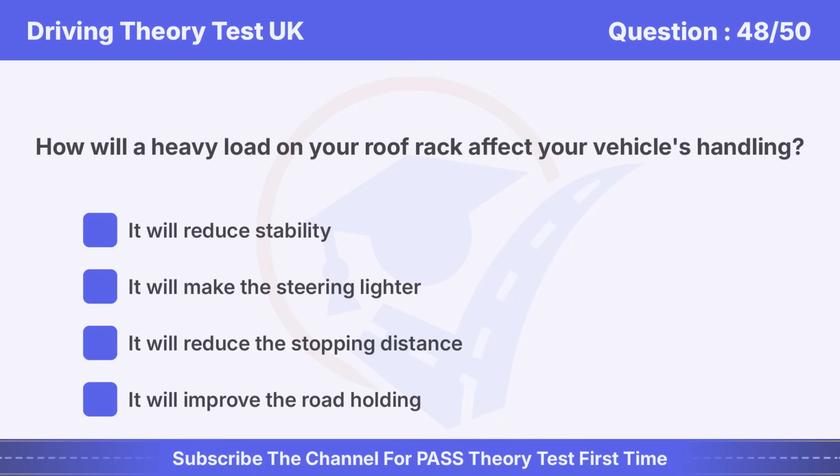Question 48. How will a heavy load on your roof rack affect your vehicle's handling? Option A. It will reduce stability. B. It will make the steering lighter. C. It will reduce the stopping distance. D. It will improve the road holding. Answer is A. It will reduce stability.